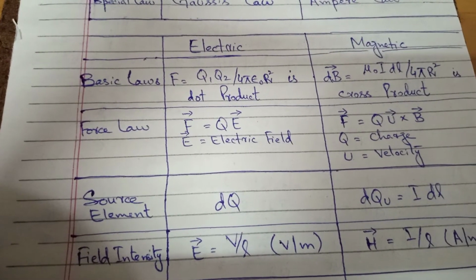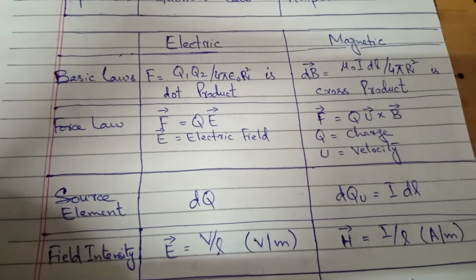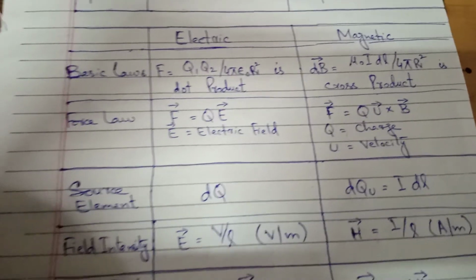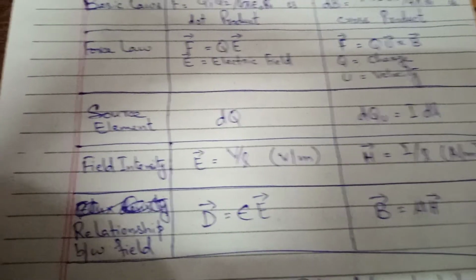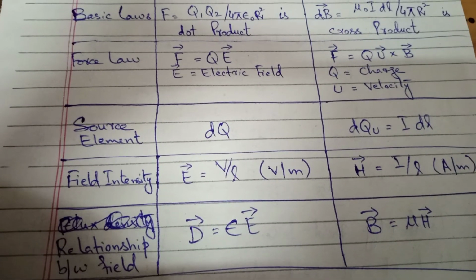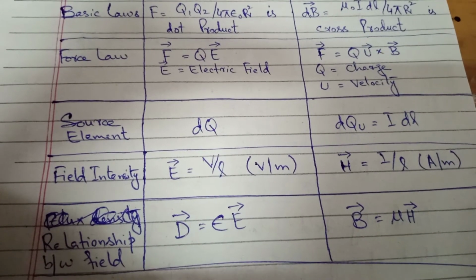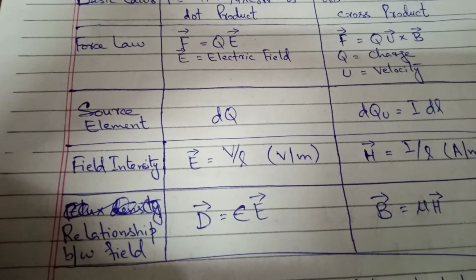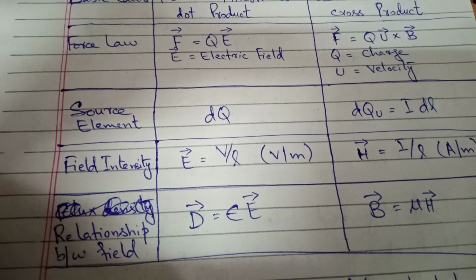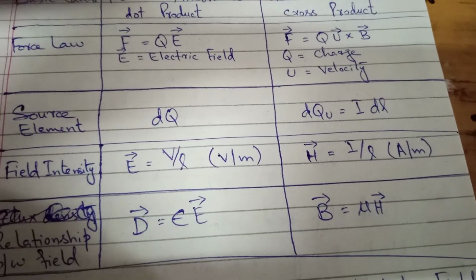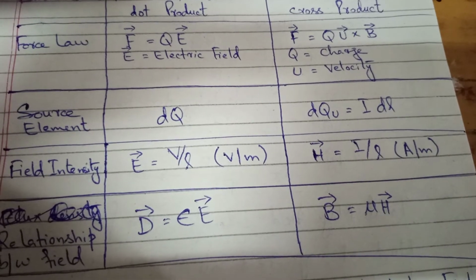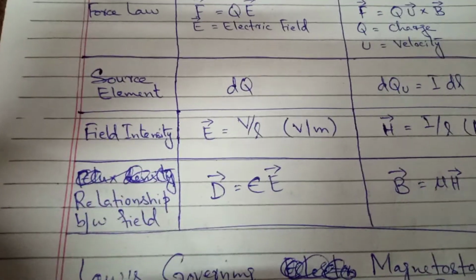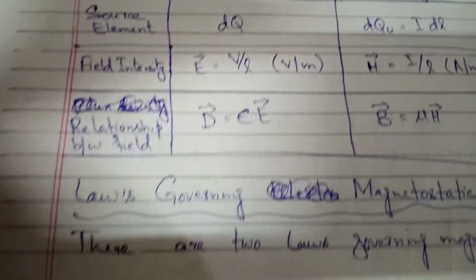Force law: F is equal to QE, where E is the electric field, and F is equal to QU cross B, where Q is the charge and U is the velocity. Source element is dq, and in magnetostatics the source element dqu is equal to I dl, where I is the current and dl is the differential length. Field intensity E is equal to voltage over length, whereas in magnetostatics H is equal to I over L. Relationship between fields: D is equal to epsilon E and B is equal to mu H.